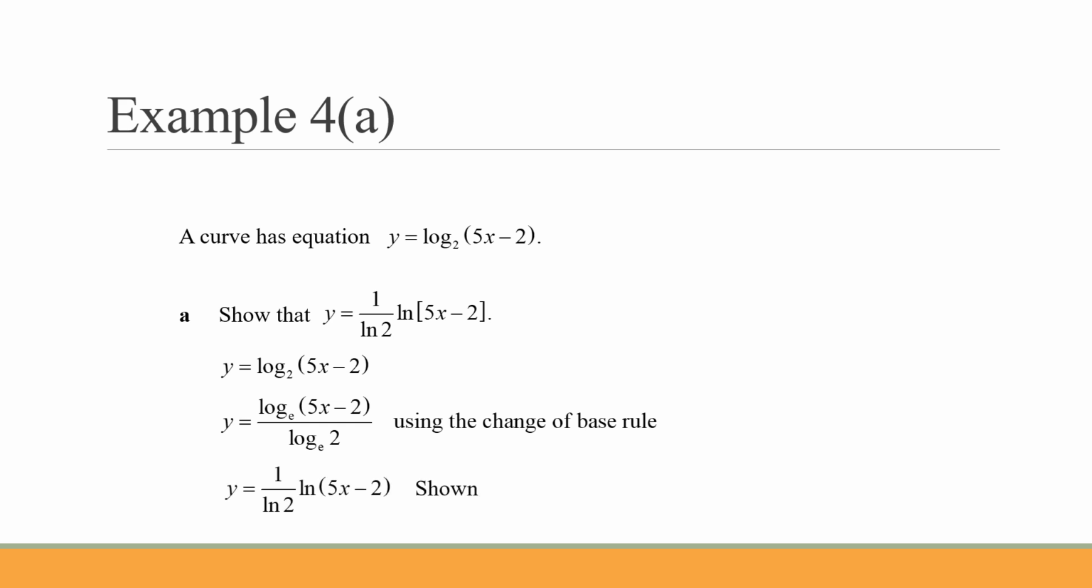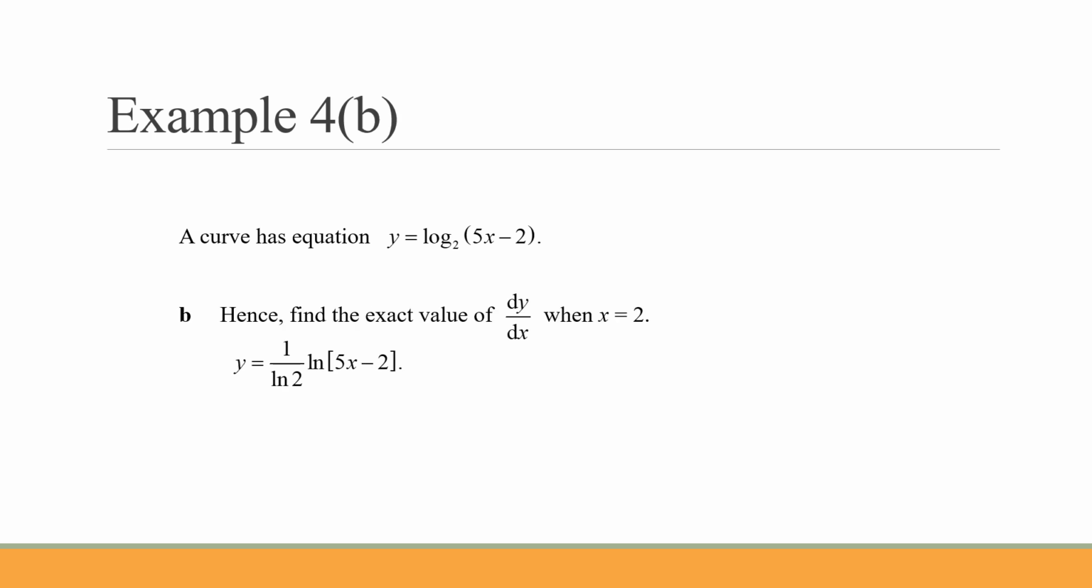Just one step only. For the next one, this is the last one here. We are going to find the exact value. Exact value means no decimal places, either in surds or in fractions. So you have to differentiate. Think about 1 over ln 2. ln 2 is just a number, so there's nothing to differentiate there. So 1 over ln 2 stays, times 1 over 5x minus 2 times 5 when we differentiate log of 5x minus 2. Then when we find the value of the gradient, your final answer is 5 over 8 ln 2.